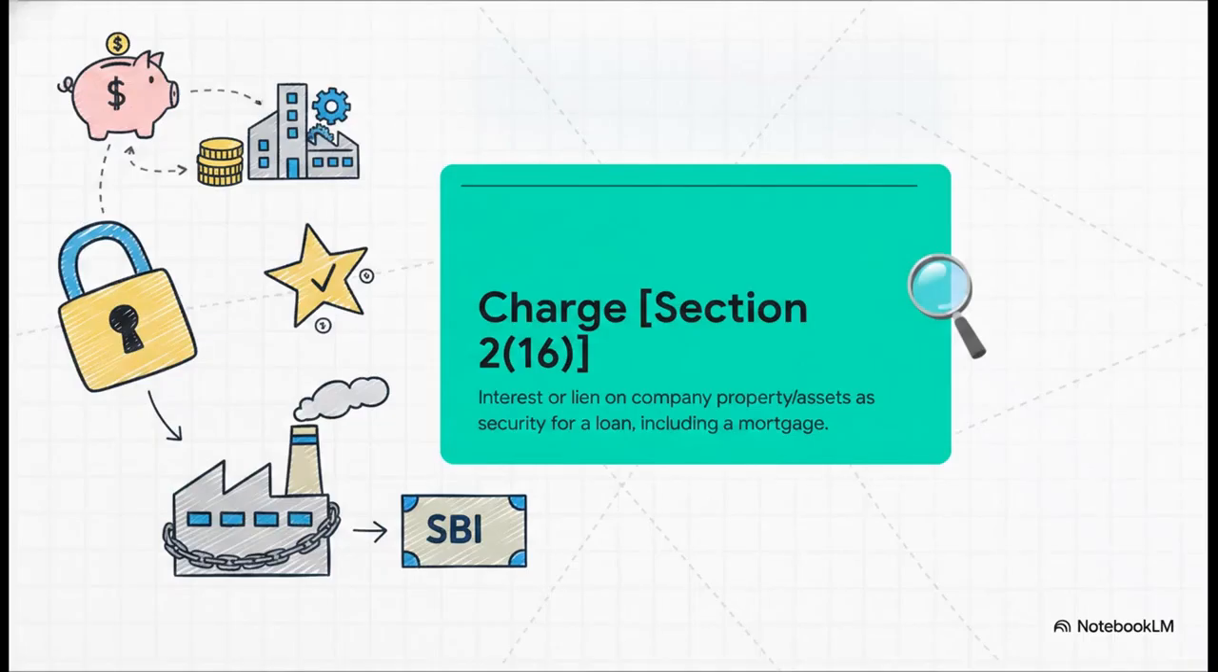So what exactly is a charge? According to Section 216, a charge is an interest or lien created on the property or assets of a company as security for the repayment of a loan, and it explicitly includes a mortgage. Think of it this way.